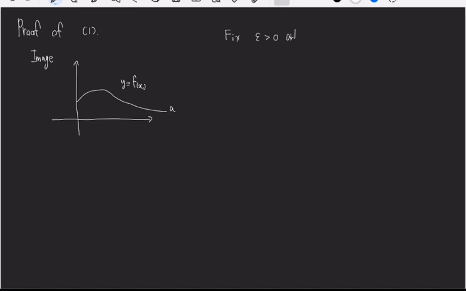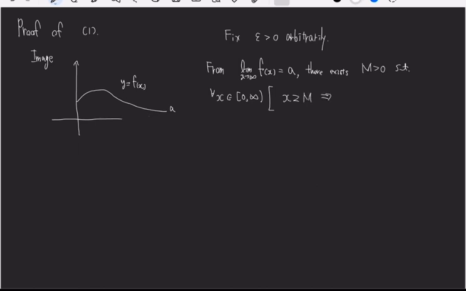First, we fix epsilon arbitrarily. From the assumption of the existence of the limit of f(x) at infinity, expressing the limit by the epsilon-delta definition, there exists a positive large number m such that for all x in the interval 0 to infinity, if x is greater than or equal to m, then the modulus of f(x) minus a is less than epsilon. This is the epsilon-delta type definition of the limit.